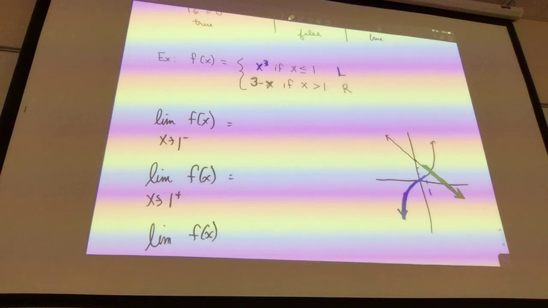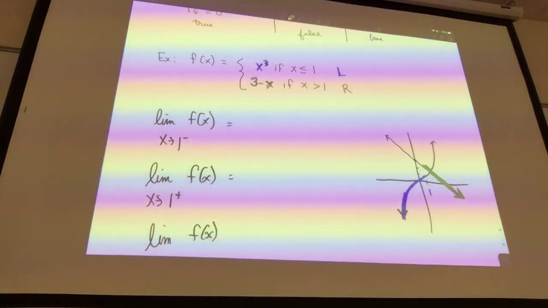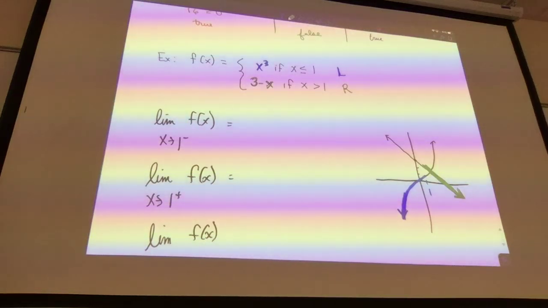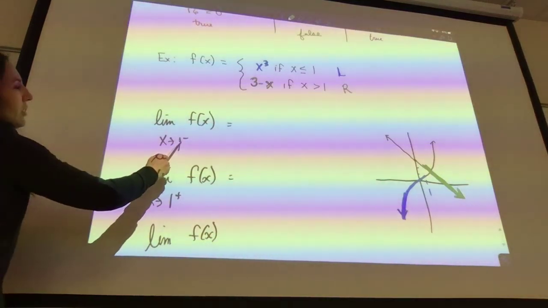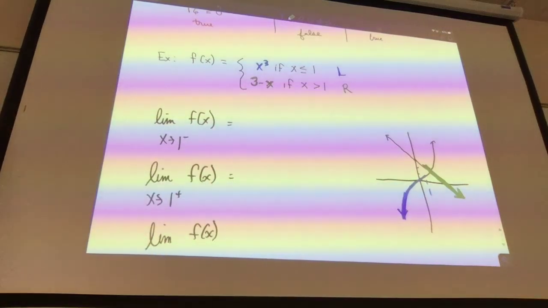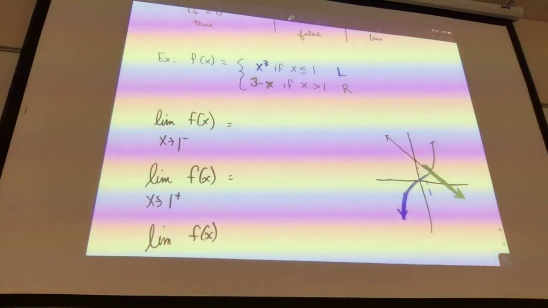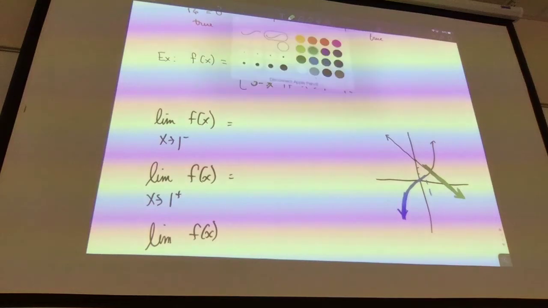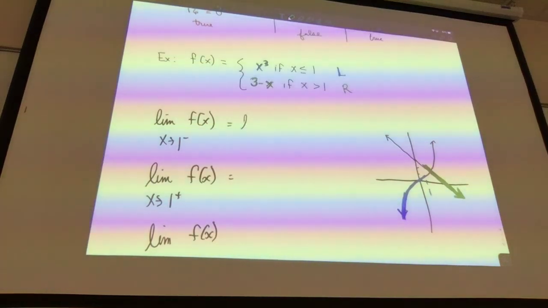Now it's saying, find the limit of f of x. I'm going to look at it from the left. I'm going to look at it from the right. I'm going to look at the limit of the function, right? So I look at it from the left. So I'm approaching the limit from the left. What is that? Now let's go ahead and take this one step further, and I'll say the limit.